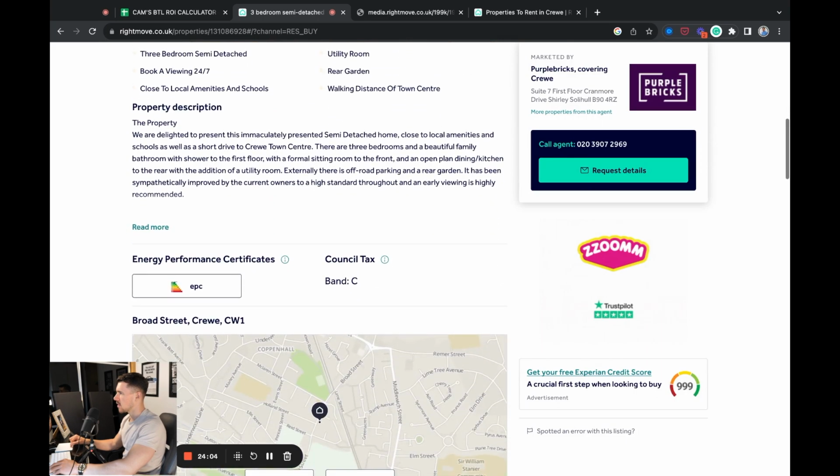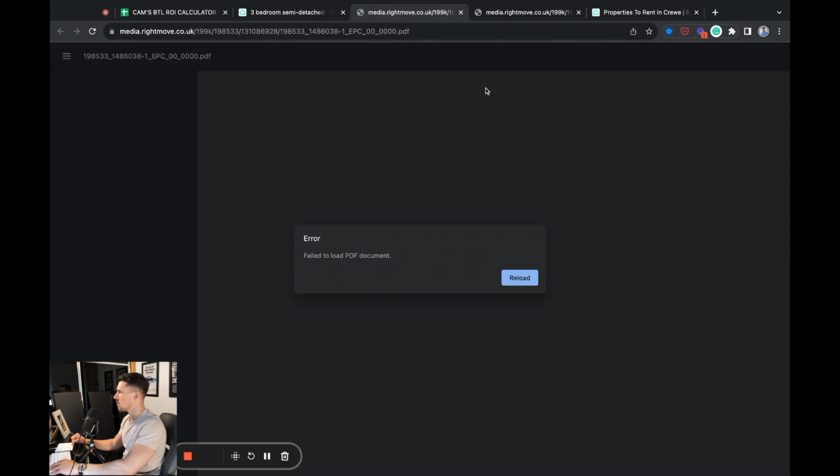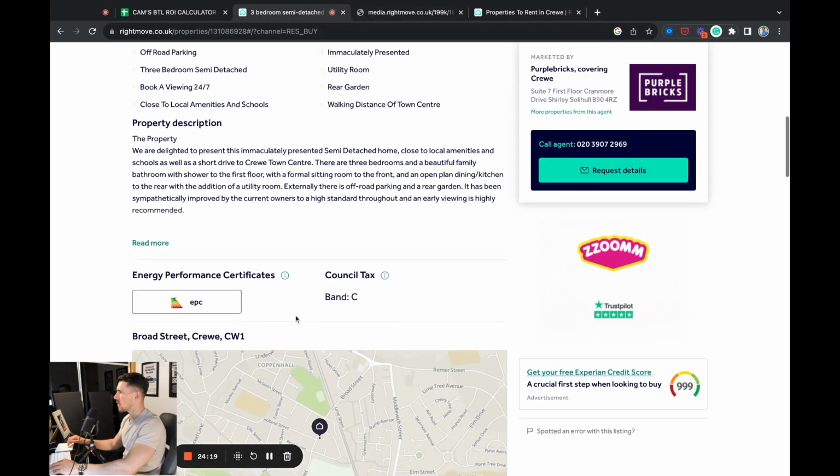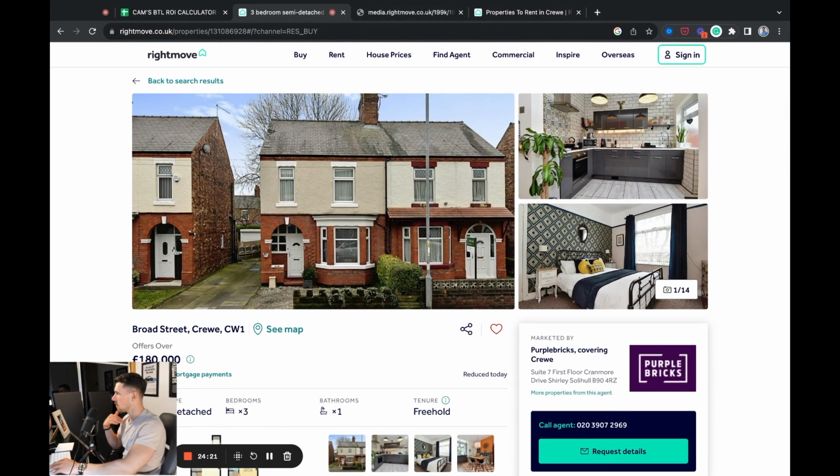It would be good to see the EPC. I don't know why this is not working on the RightMove website right now. It's a little bit annoying, because that is something that I think is important to understand, the energy efficiency of that property. It's not as important now that the government have scrapped the requirement to go to a EPC-C, which they originally did state that they wanted to do.